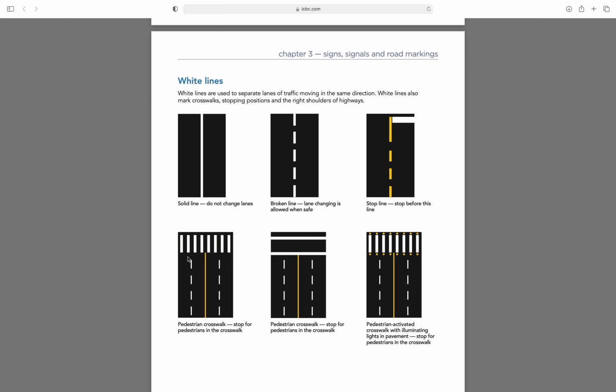This is a pedestrian crosswalk. So this is where the pedestrian always has right of way and they can walk out at any point. Pedestrian crosswalk, stop for pedestrians. Again, they come in different styles. So there's this one, and then there's the one with the lights, which of course you can't miss.